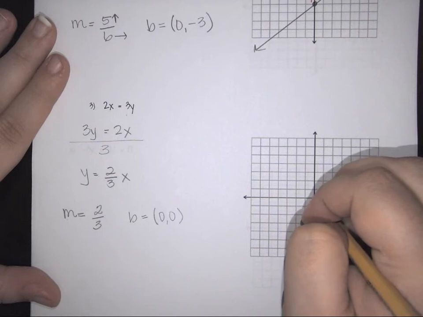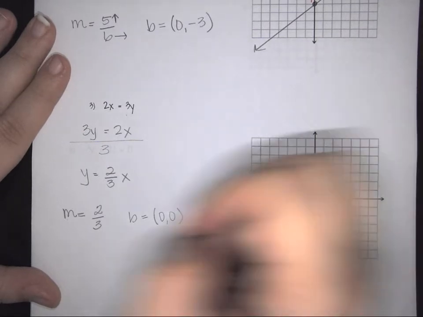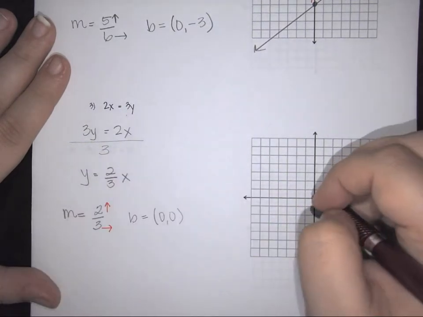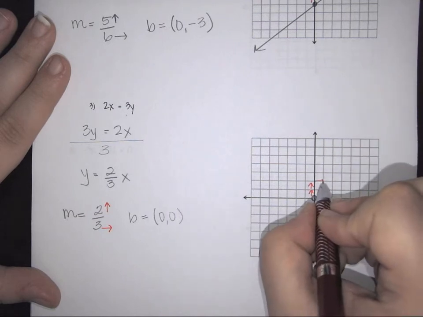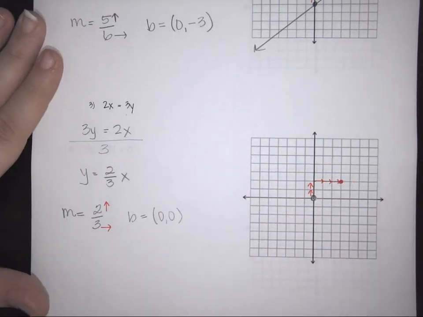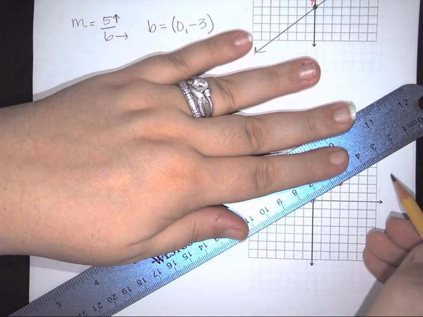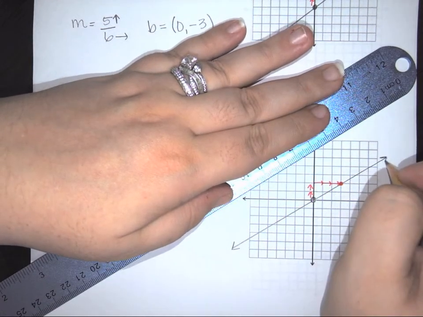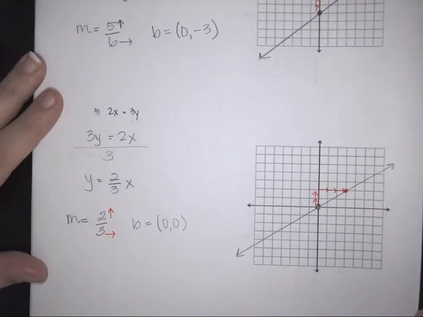So here we're going to start at the origin, and then we're going to go up 2, and we're going to go to the right 3. So we've got 1, 2, and then we're going to go 1, 2, 3, puts my point right here. I'm going to go ahead and, just like before, connect your dots to form your linear line. So here we go. Arrows on the end to signify that it goes on forever, and we're done.